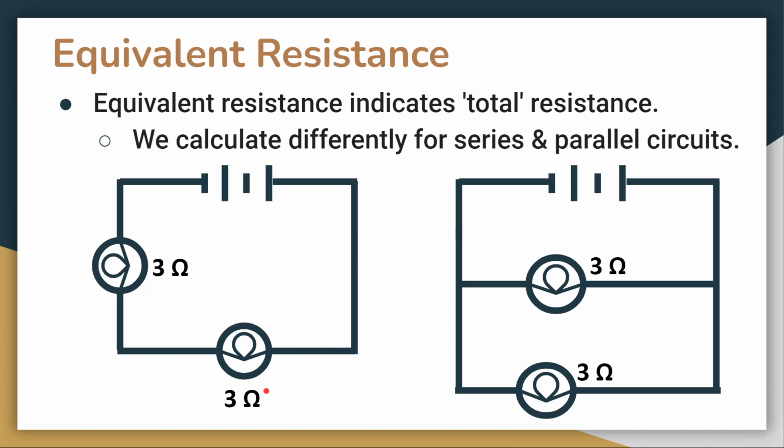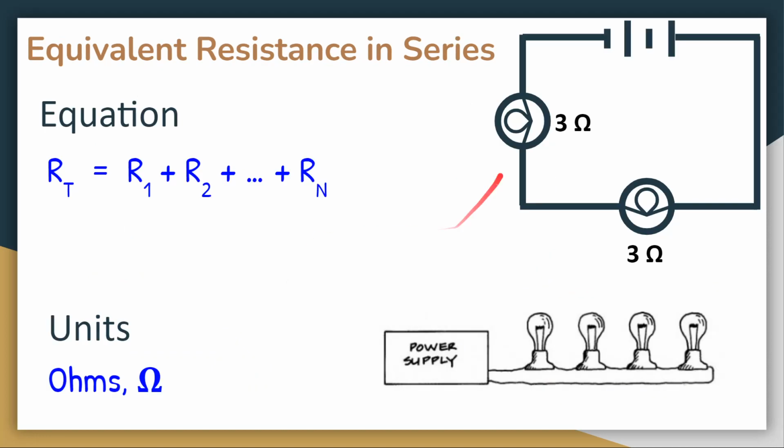Okay, because if I want to figure out my equivalent resistance for my series circuit, my equation is really simple. My total resistance would equal R1 plus R2 plus however many resistors I have. So in this case, that's 3 plus 3, which means my total or equivalent resistance is 6 ohms. So this circuit that contains 2 3-ohm light bulbs would be the same as a circuit that contained 1 6-ohm light bulb. They're equivalent to each other. That's what it means by equivalent resistance. It's equivalent to a single 6-ohm resistor. Okay, so that's a series circuit. That's easy. Add them up.